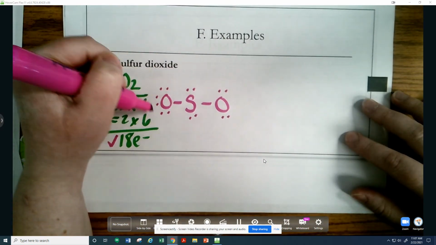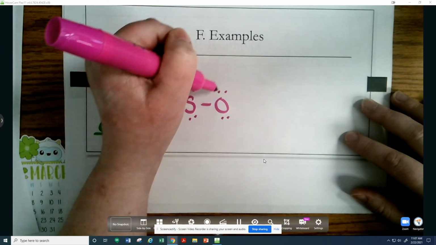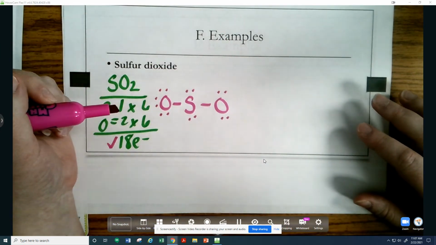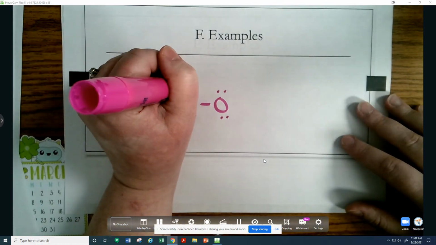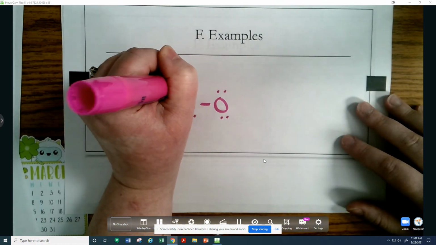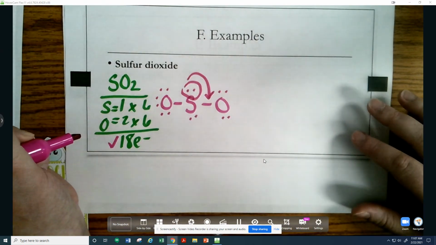However, this oxygen here on the left is complete. The sulfur in the center is complete. This oxygen on the right is not. So this is not a correct structure for sulfur dioxide. So what I'm going to do here is I know that my central atom is complete and this one is not, that it's going to share a pair of electrons.